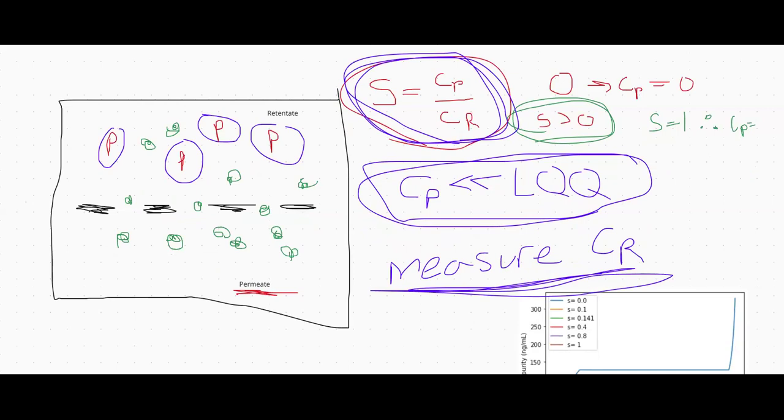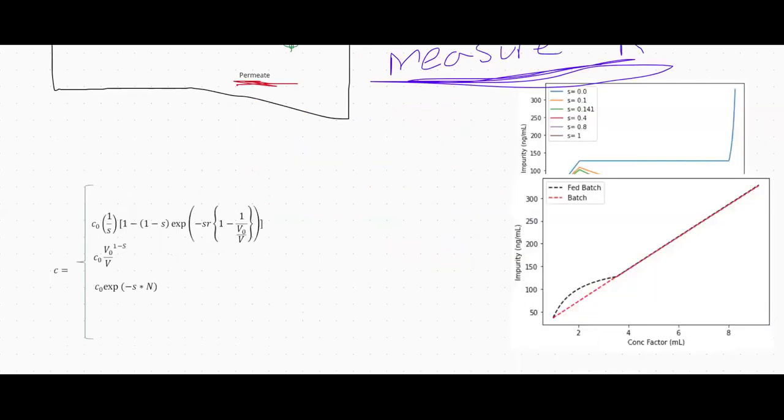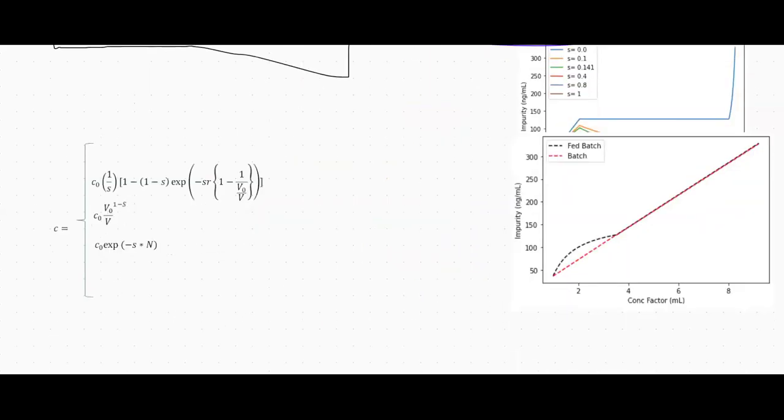Well, if you do that, how do you measure sieving? Let's get into that. So if you're only measuring your retentate concentration, we can look at this C. That's your retentate concentration. I'm just going to put a little R next to it so we remember that's your retentate concentration. Well, we can measure our retentate concentration, right?